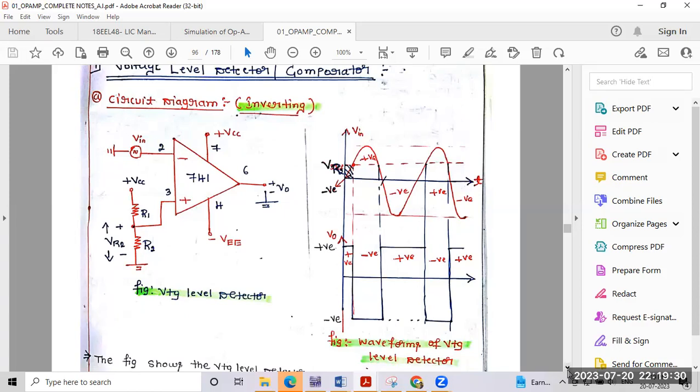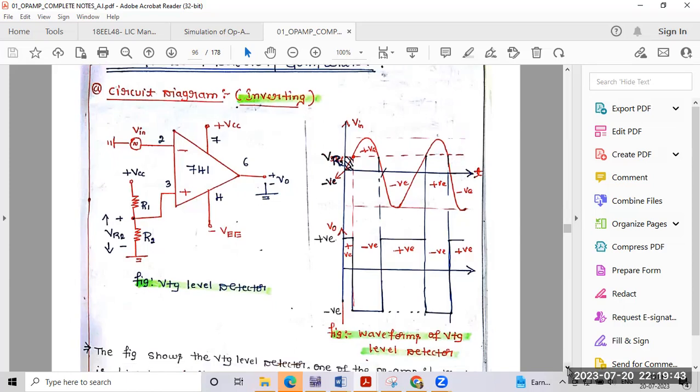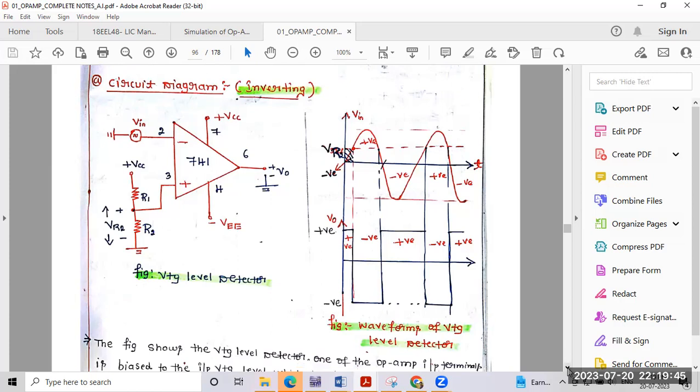Here we need to discuss the voltage level detector or voltage comparator. What do you mean by voltage comparator? Here we need to compare the voltage level. Yes, this is the circuit diagram. Here I'm going to use an inverting voltage comparator.